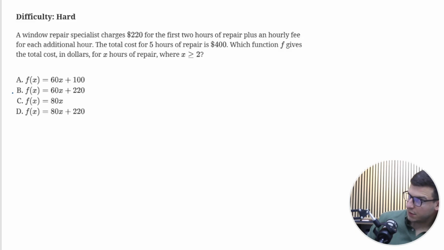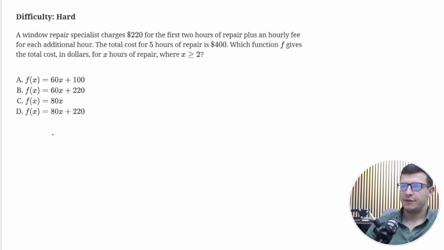Now this one is a bit of a tricky question, because you might be tempted to see that there is an initial charge of 220 and then use it as your y-intercept, but it doesn't really say that this is an initial cost, but rather it's the cost for the first 2 hours. So let's see what we can do here.